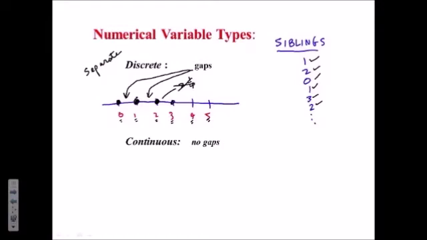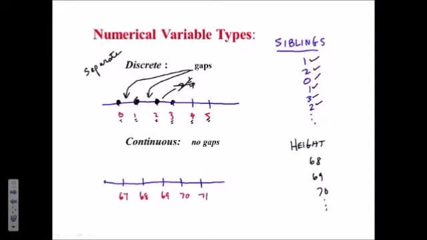On the other hand, if you ask a person his height, a person could be 68 inches tall, or 69 inches tall, or 70 inches tall, and so on. If I put that on a number line, so we have 67, 68, 69, 70, 71. We're asking people how tall they are. So a person could be 67 inches tall, or 68, or 69, or 70, or 71.